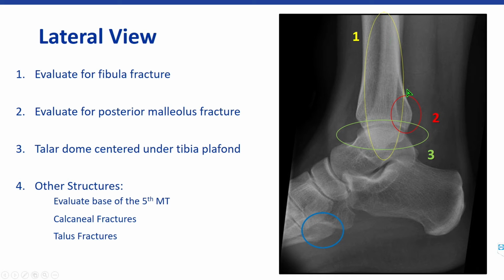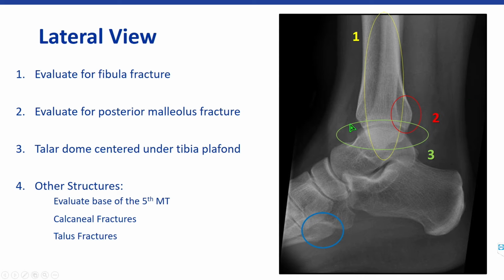You'll oftentimes not see them so well on the AP view because they'll be hidden, or on the mortise view they may be hidden. Usually you'll find them on this lateral view. So that's what you're looking at here, is that fibula kind of superimposed in the background of that tibia there. The posterior malleolus, this is the best view to evaluate that posterior malleolus right here.